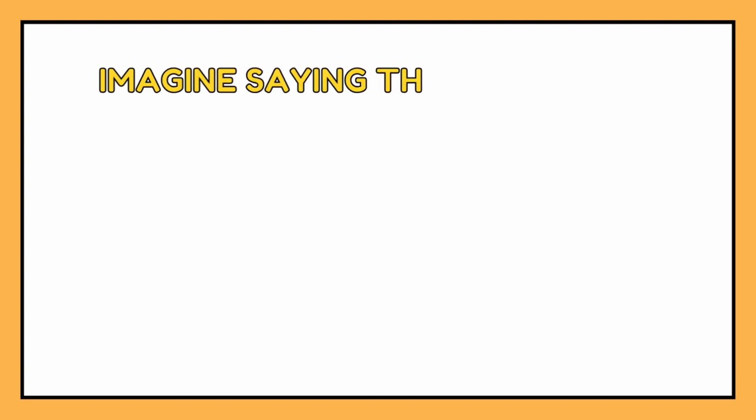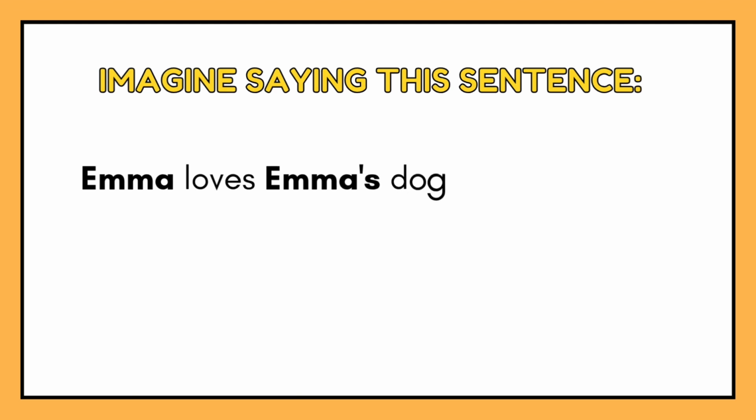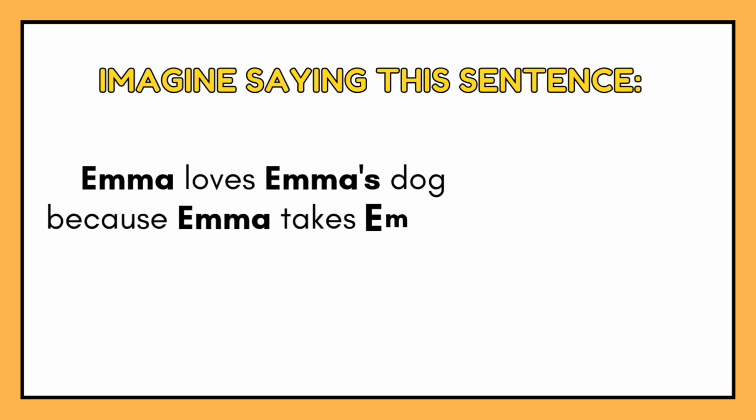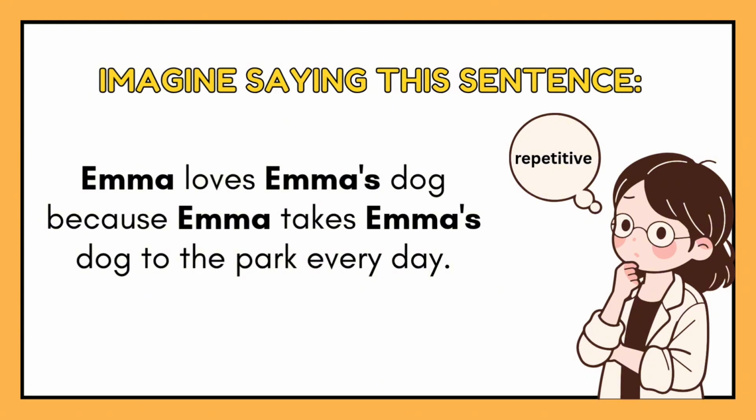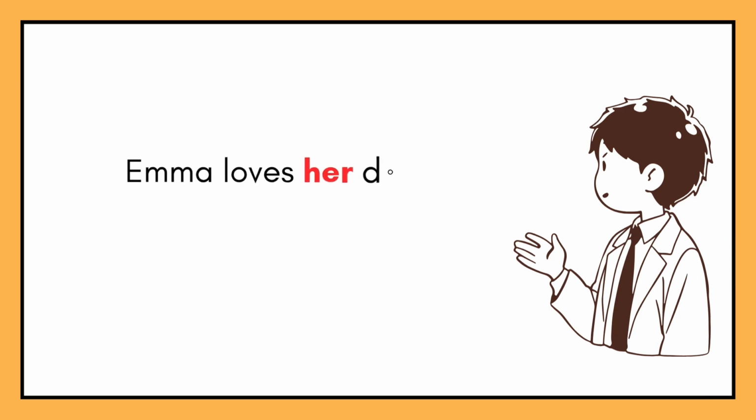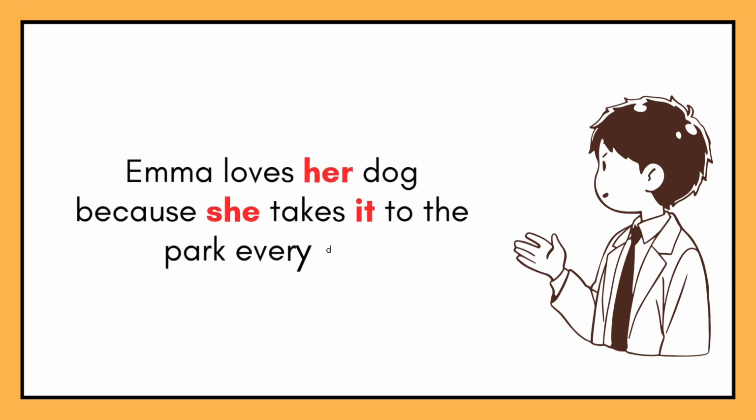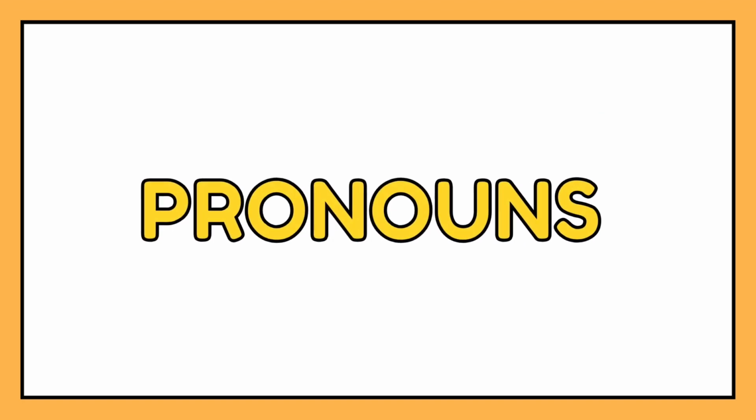Imagine saying this sentence. Emma loves Emma's dog because Emma takes Emma's dog to the park every day. That sounds repetitive, doesn't it? Instead, we can say, Emma loves her dog because she takes it to the park every day. The words she, her, and it replace nouns. These words are called pronouns.